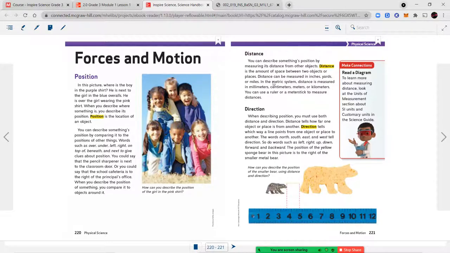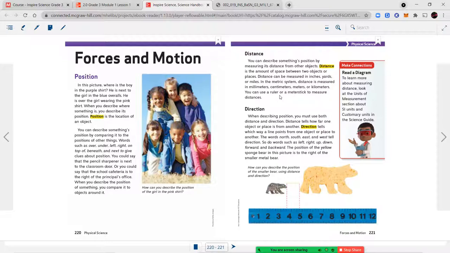Our next section is distance. You can describe something's position by measuring its distance from other objects. Distance is the amount of space between two objects or places. Distance can be measured in inches, yards, or miles. In the metric system, distance can be measured in millimeters, centimeters, meters, or kilometers. You can use a ruler or a meter stick to measure distance.